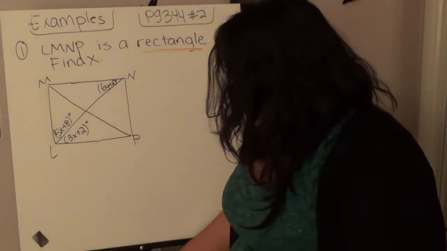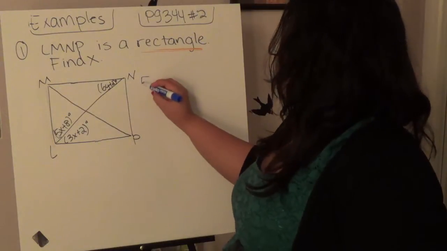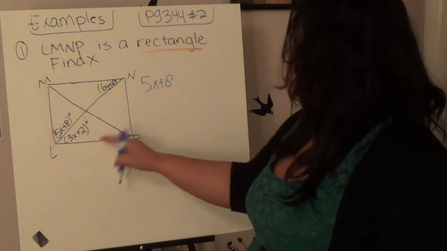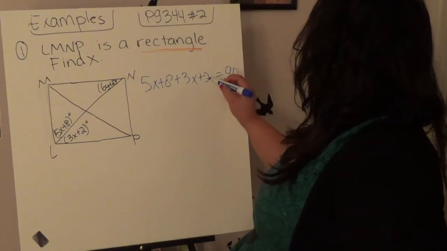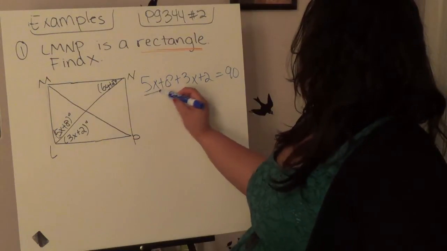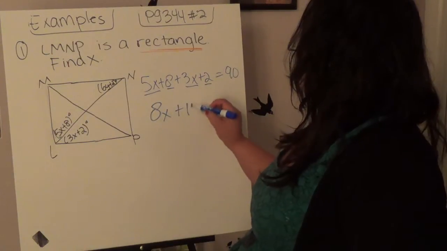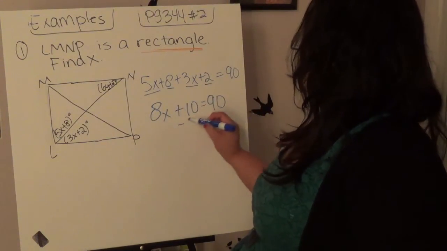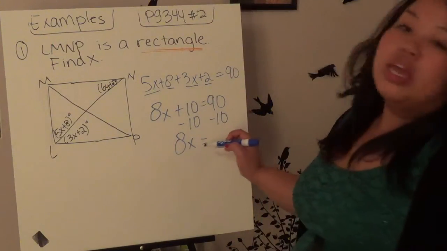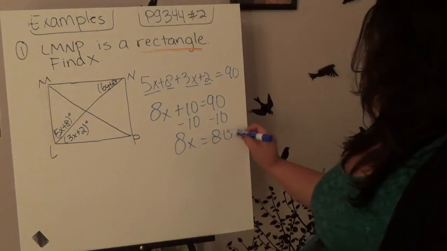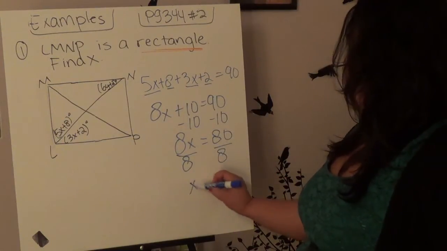90 degrees. Since they equal 90 degrees, my equation to solve for x is 5x plus 8, so this plus this, equals 90. And then I solve. Combine like terms: 5x and 3x give me 8x. 8 plus 2 is 10, equals 90. I subtract 10 from both sides. I get 8x equals 80. I then divide by 8. I end up with x equals 10.